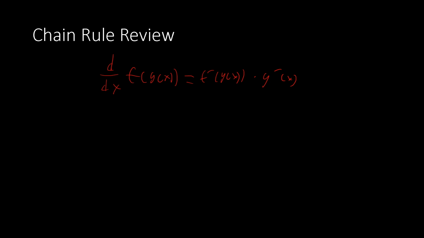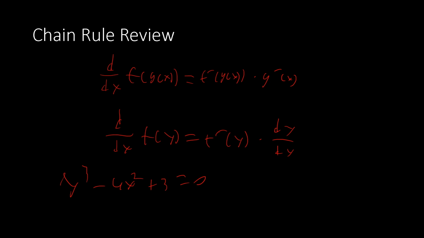But we're going to say that this also holds true whether or not g of x is a function. So we're going to say that the derivative of f of y with respect to x is f prime of y times dy over dx. And this is how, when we have some equation like y cubed minus 4x squared plus 3 equals 0, we can solve for dy over dx, because every time we differentiate a term that has y in it, a dy over dx is going to pop out because of the chain rule.